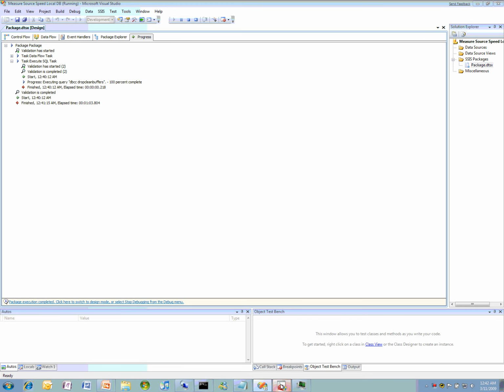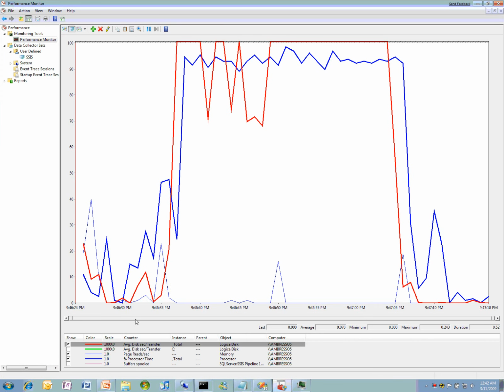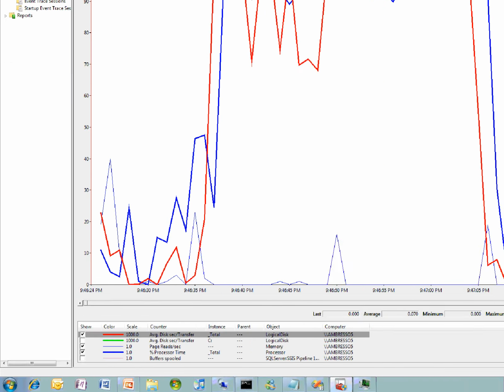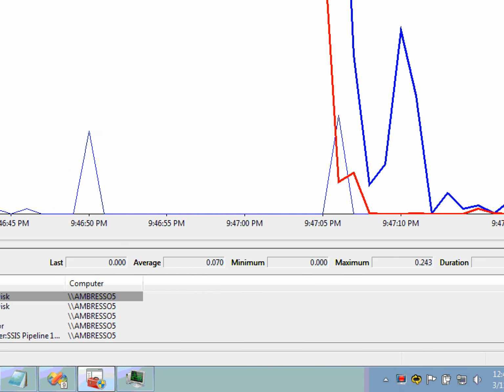Well, if we were to look at the perfmon, you'll notice the fact that CPU, which is in blue, while very high, is actually not pegged. So it's not the limiting factor. The other small blue line here is memory. It's also not being pegged very hard, so it's not a limiting factor. But the red line that we see here, that's the average disk second transfer number. That's pretty high, actually. Actually, if we're to go ahead and zoom in a little bit on the numbers here, you notice that the average value is 70, while the maximum value is 243.